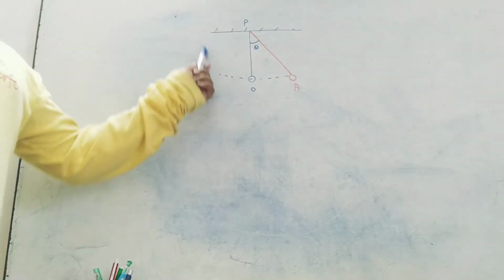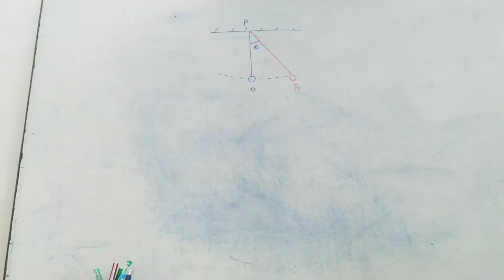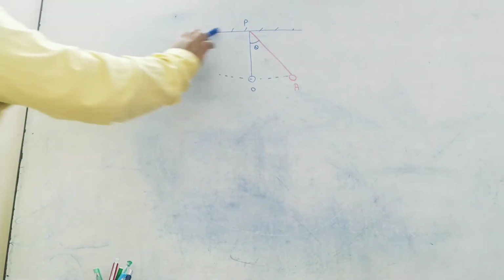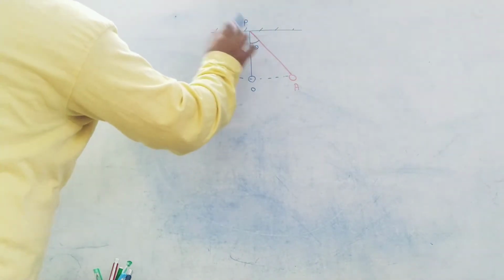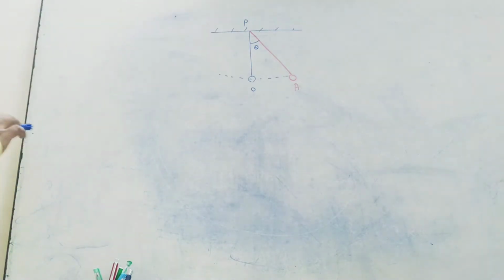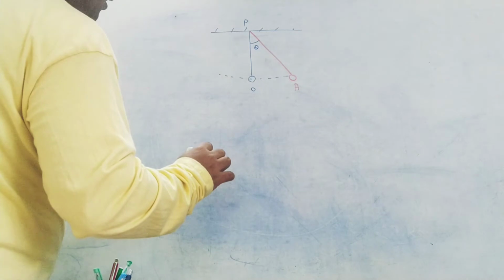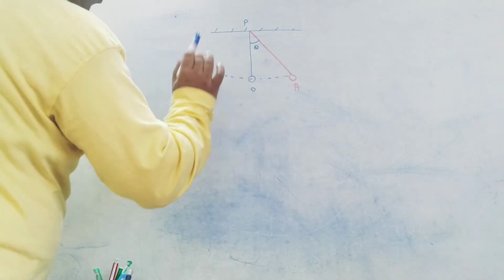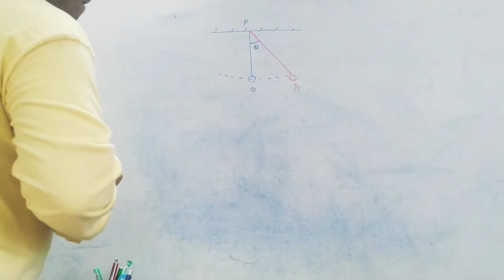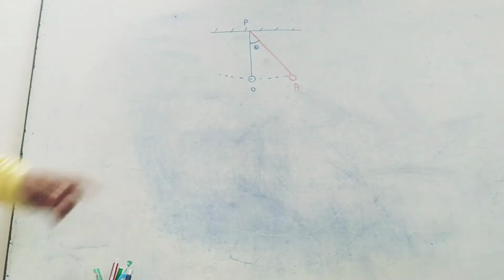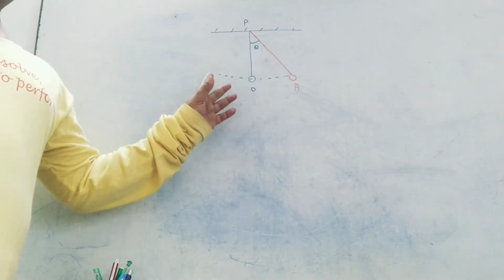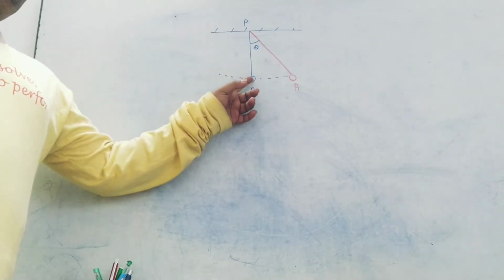Let us consider this is a simple pendulum. It is suspended from a rigid support. P is the point of suspension. When the pendulum is at rest, then the position of the bob is O. The position of the bob when it is at rest is known as the mean position.